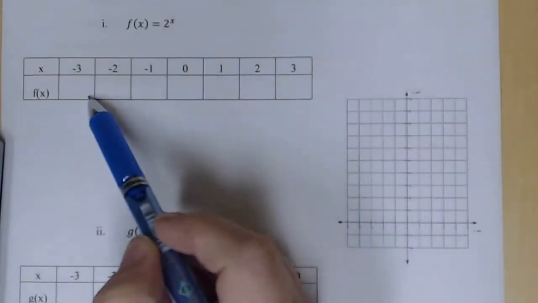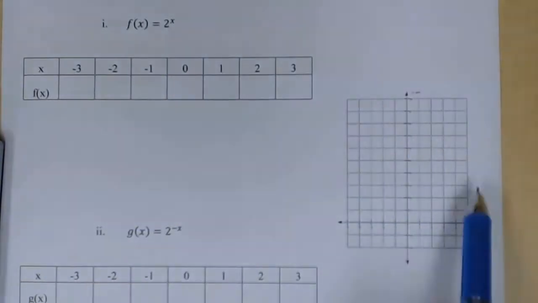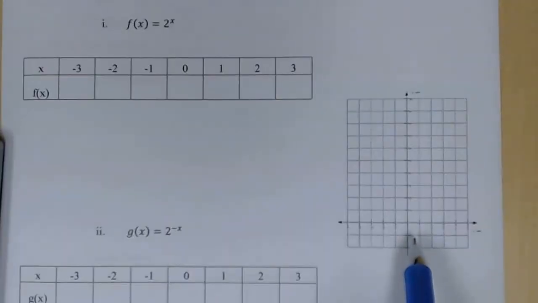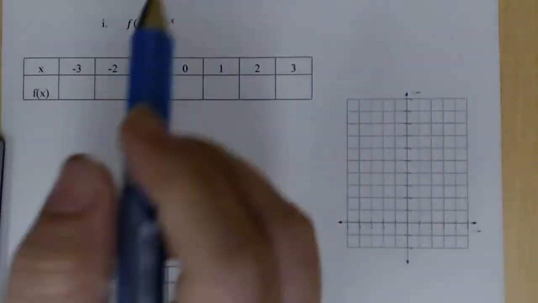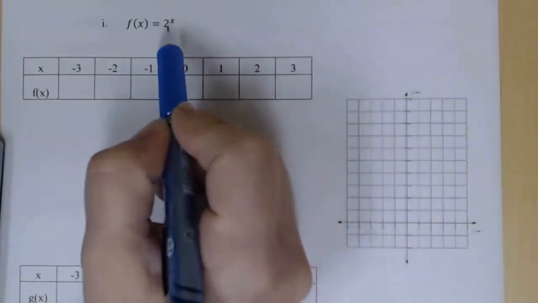What I want to do is plot some points and then come over here and graph it so we can see what the shape of this function looks like, because we've looked at a lot of parent functions like we did in Unit 1, but we have not looked at anything with a variable in the exponent like this.